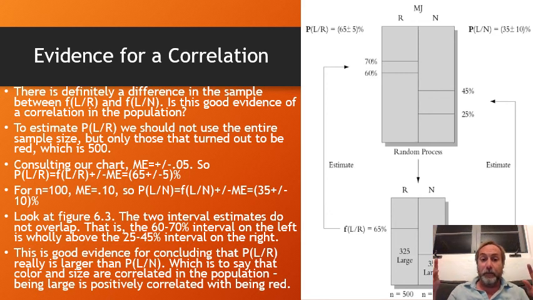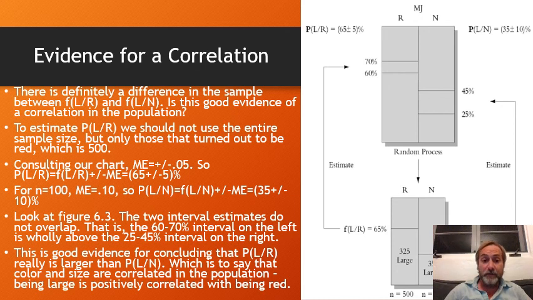To estimate the proportion, the probability, of large conditional on red in the population, you don't want to use the whole sample size of 600. You're only using the ones that turned out to be red. So there were 500 reds. That means that when we're figuring out our margin of error, you want to find the margin of error for 500, not for 600. You go to our chart, the margin of error for a sample size of 500, 0.05, plus or minus 0.05.